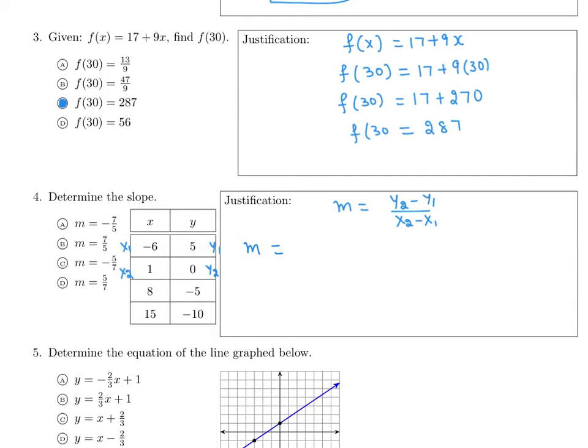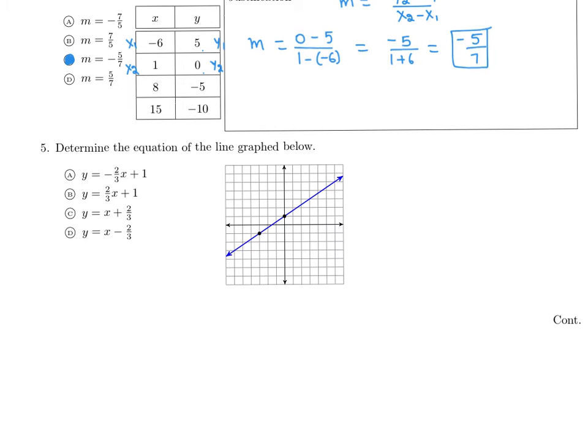So what you're going to have here is 0 minus 5, which is y2 minus y1, and on the bottom you're going to have 1 minus negative 6. So you're going to get negative 5 on the top and 1 plus 6, that is negative 5 over 7. So your option that gives you negative 5 over 7 is letter C.